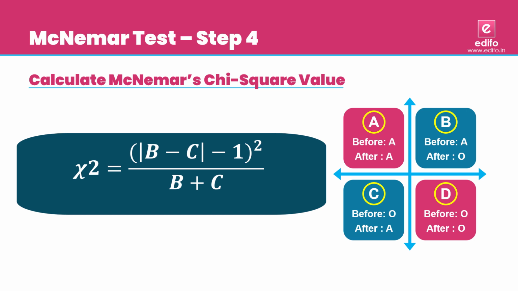That is the difference of, here you see, the difference of column B and column C. That's absolute value minus 1 whole square divided by the sum of column B and column C. Got it? Then we compare the chi-square value with the chi-square critical value at a level of significance. So now we move to the Excel for solving this problem. Let's move to Excel.